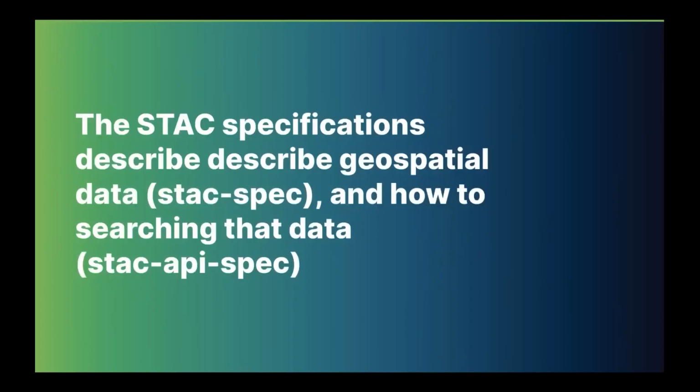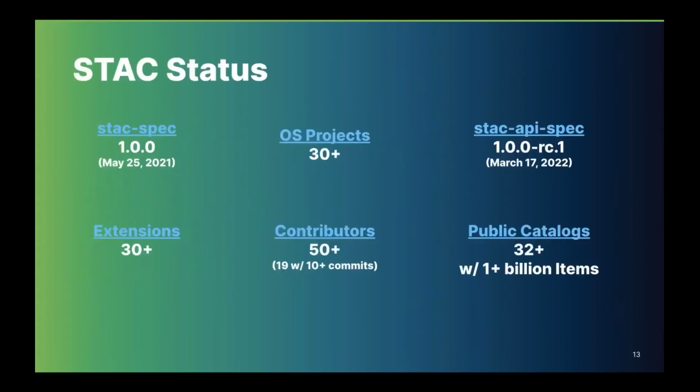When we say the STAC spec, we actually mean two different specifications. There is the spec for describing geospatial data, that's the STAC spec. The repo is called STAC spec. And then how to search that data through a RESTful API is the STAC API spec. So you might hear STAC spec, but it really means these two different things, and they're two different repositories.